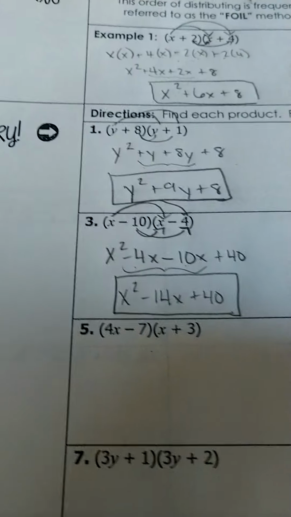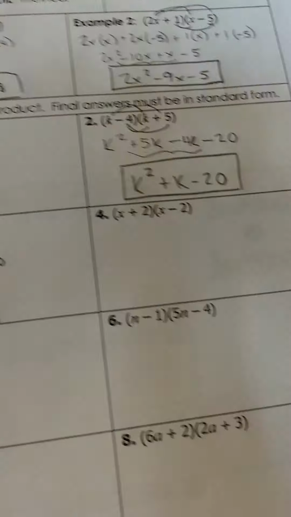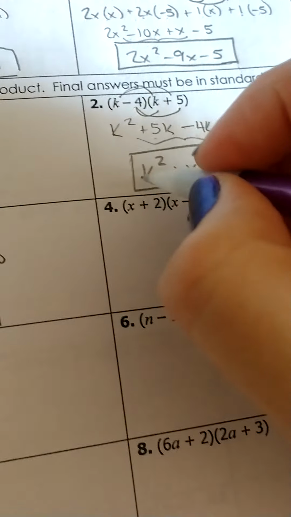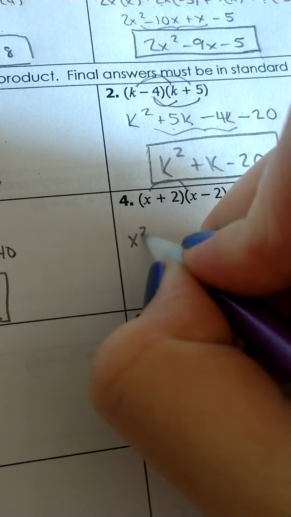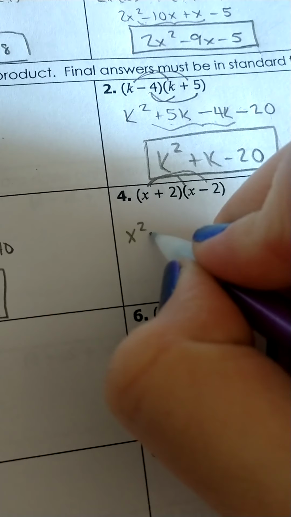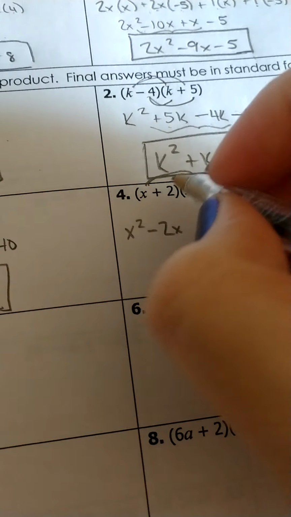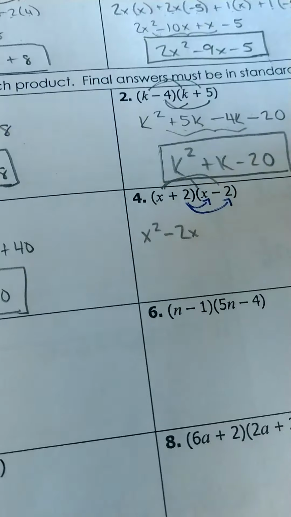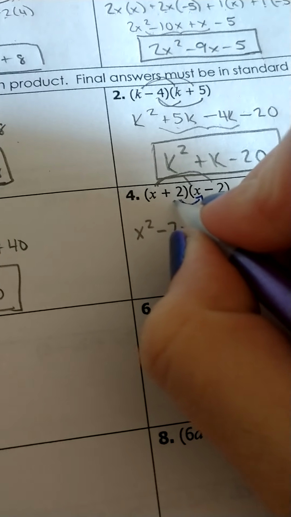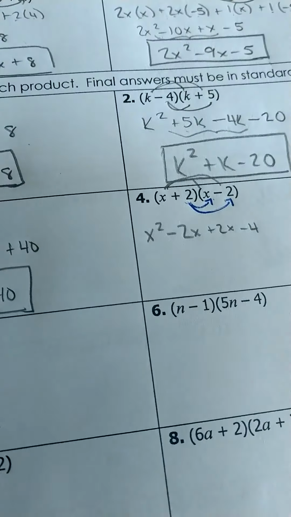If you want, let's see, I've got a pen, hang on. Got the pen. If you want, just to kind of get the hang of this, you can do your first set, so that x times x, x squared, x times negative 2 is a negative 2x. You can distribute the first term with one color, and then come back through with a different color and distribute your second term, if that makes you feel better. So 2 times x is 2x, 2 times negative 2 is negative 4.